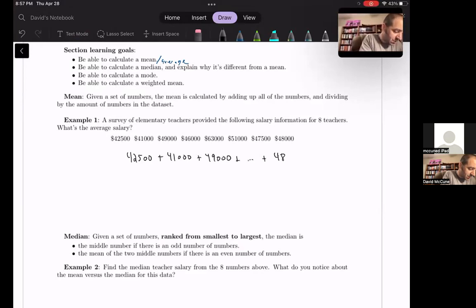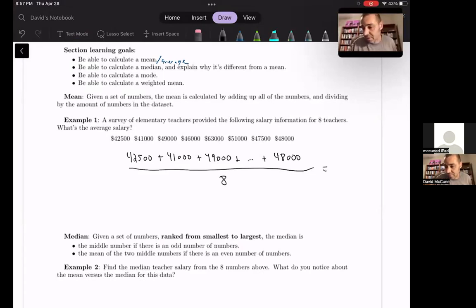I don't think I need to write all these out. And divide by the number of numbers. In this case, there are 8 of them. So you add up all the numbers, divide by 8, and what you will get is 48,875. So that's the average teacher salary.